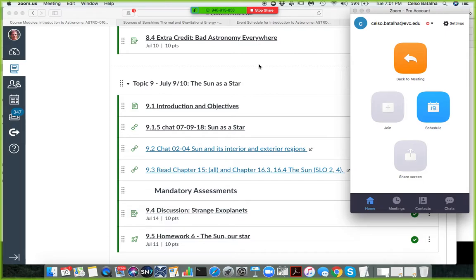And we are pretty much going over details of our only star, the star in our solar system, that is the Sun. So yesterday we saw the Sun in its atmosphere and interior part, and we discussed what were the basic differences between those interior and exterior regions.